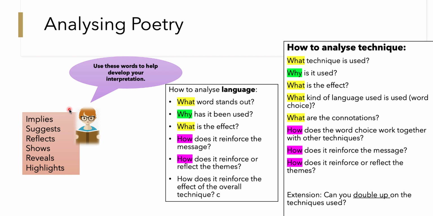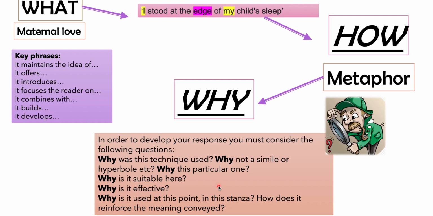What kind of language is used? Even if you're analysing a simile, you can then take it further and you can zoom in on word choice and you can talk about the effect of that. What are the connotations of the word that you decide to zoom in on? And how do word choice and the technique work together overall in that one line? And I've done the same thing over here for you in terms of language.